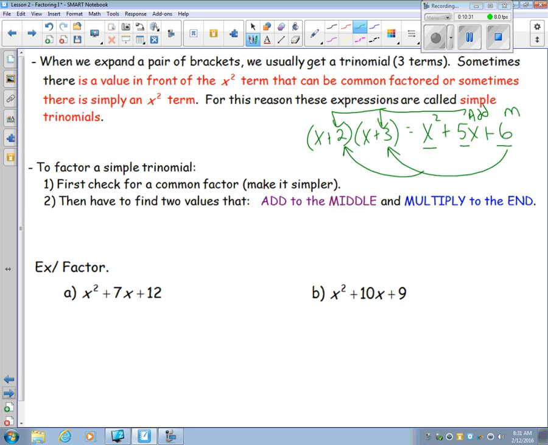So when I come across a simple trinomial, I need to look for two numbers that add to the middle and multiply to the end. And I have to add to the 5 and multiply to 6. It has to be the same numbers, right? I can't say, oh, I'm going to use 6 and 1 here, then 2 and 3 there. It has to be the exact same numbers. And so we take a look at some of these things here.